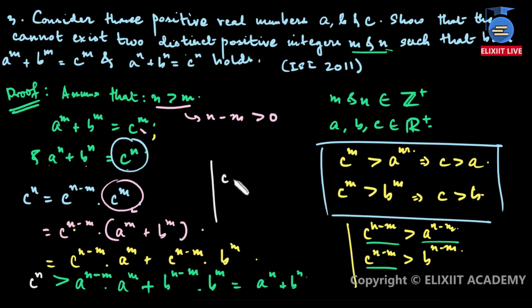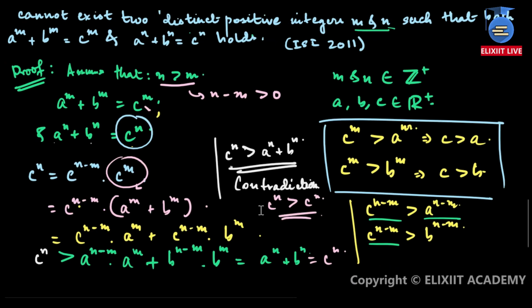You have initially proved that c to the power n is greater than a to the power n plus b to the power n. Which is not possible, because it is given that a to the power n plus b to the power n is equal to c to the power n. It's a contradiction. Which means that our assumption is wrong.